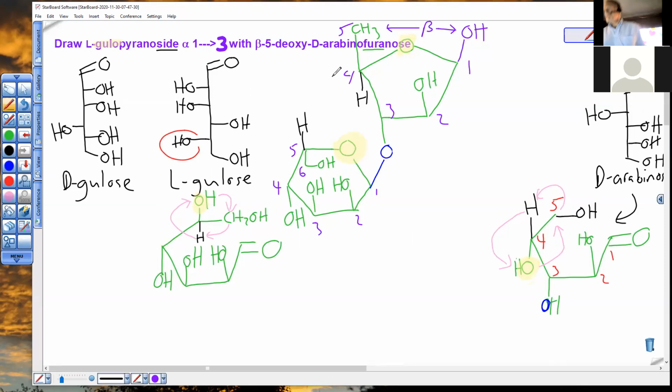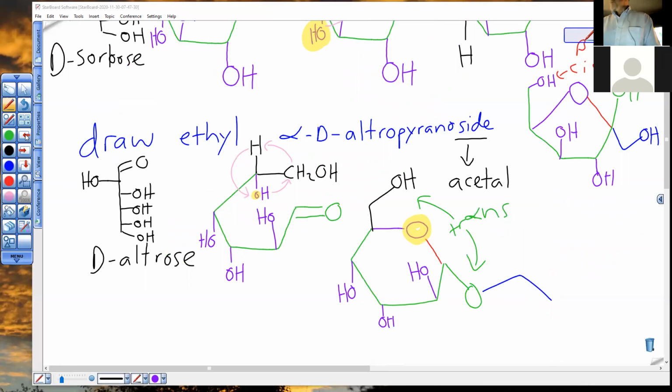And this sugar has to be beta because the name says so. And that would be the cis to the C. In our next example, we're going to have to do an alpha or beta where there's no CH2OH over here. And let's do that. Oh, I went backwards.